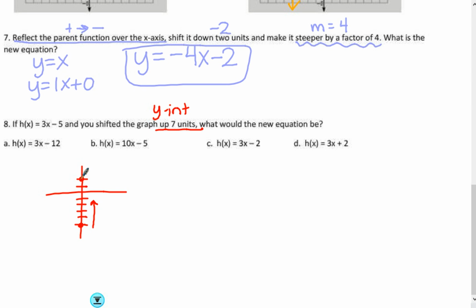All right, so that means basically you're adding 7 to your y-intercept, putting us at a positive 2. Nothing changed with our slope. All we changed was our y-intercept. Negative 5 plus 7 is positive 2.